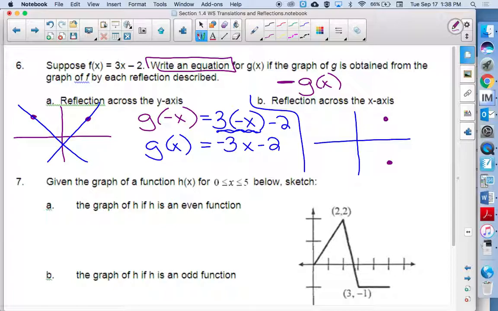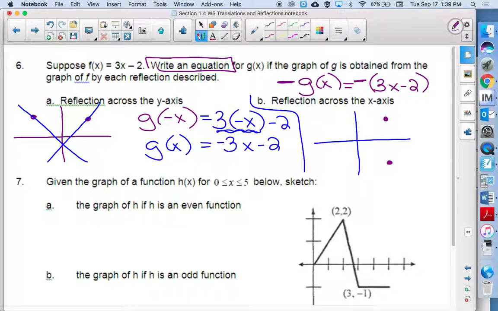Would you write negative g of x equals negative (3x minus 2)? And what do you have to do with that 3x minus 2? Multiply by negative 1. Because that's what you're doing to get the equation to flip across the x-axis. You're taking the g of x, which is my whole equation, and making all of it negative.